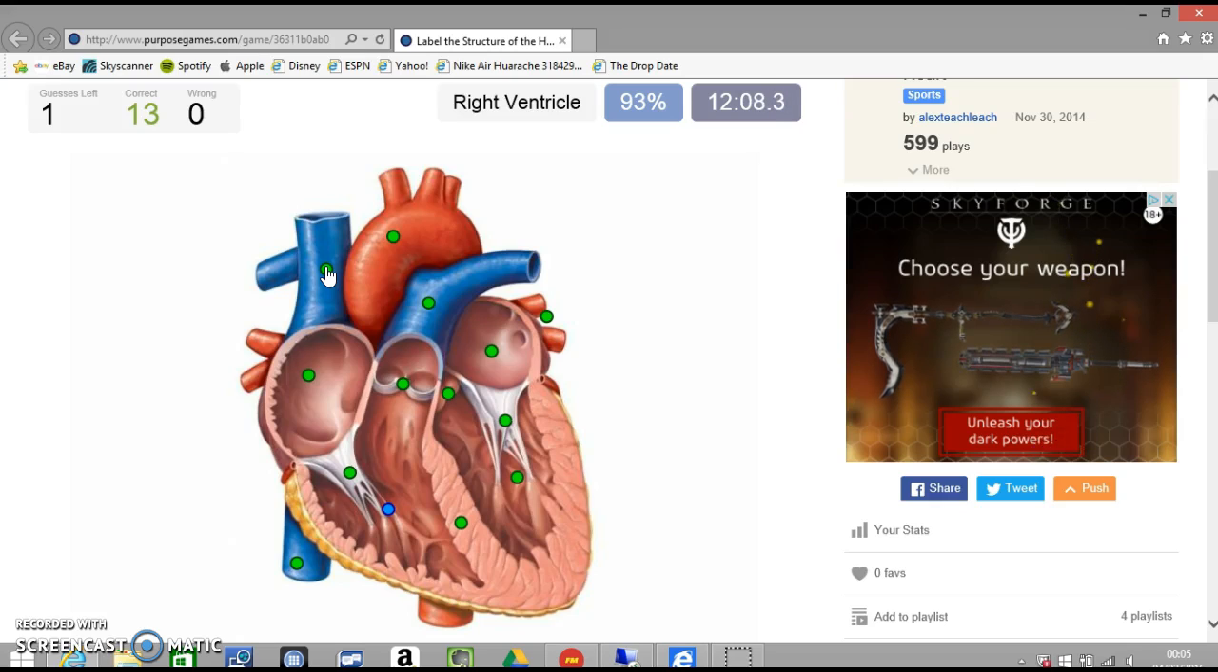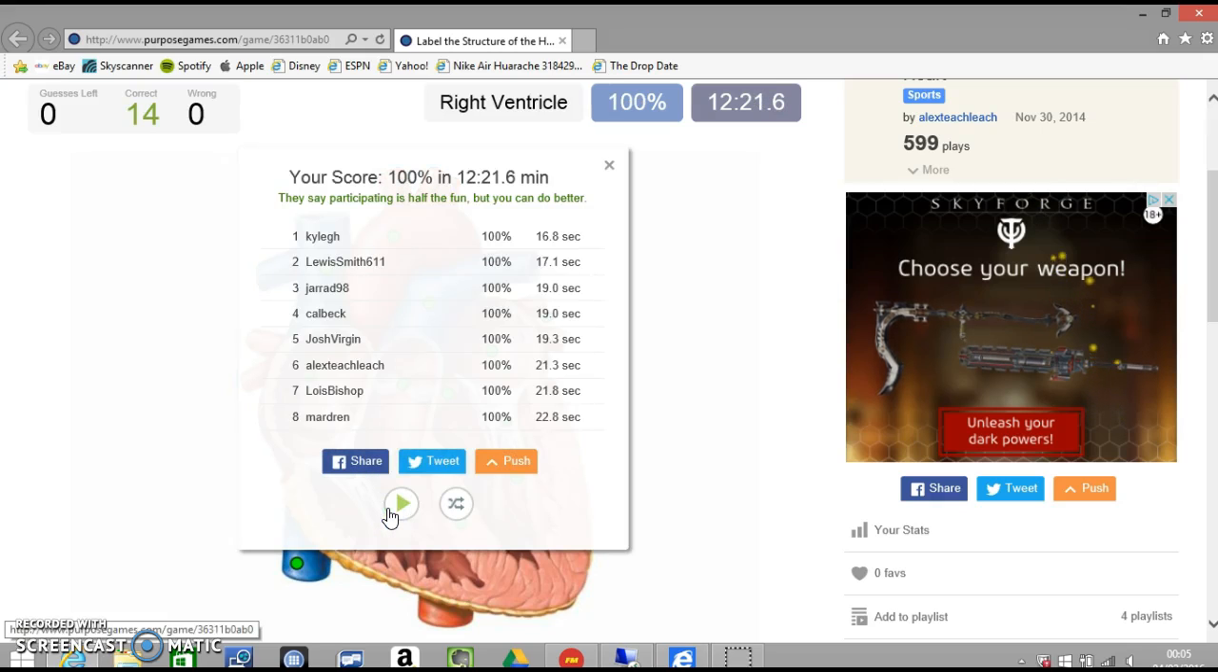The last one is the right ventricle. Obviously, it's the only blue one left. Come on, mouse. And this is the function: it holds deoxygenated blood and it'll pump it towards the lungs.